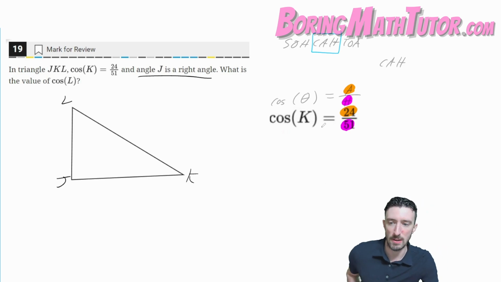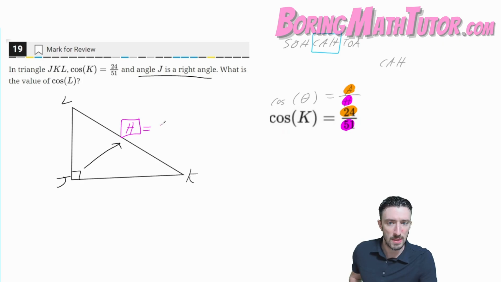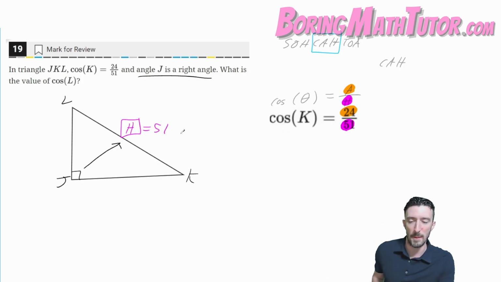Now, what is a hypotenuse? A hypotenuse is a side that is across from the right angle. So that means our hypotenuse will go right here. And in this case, I'm going to let it be 51.